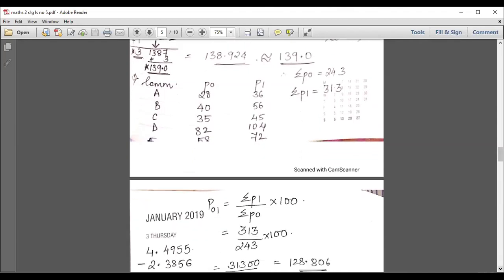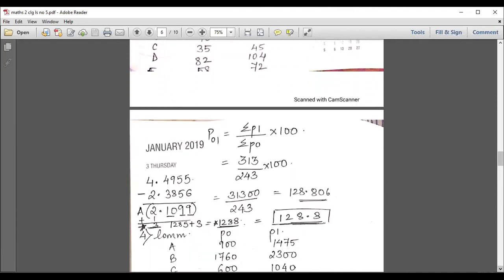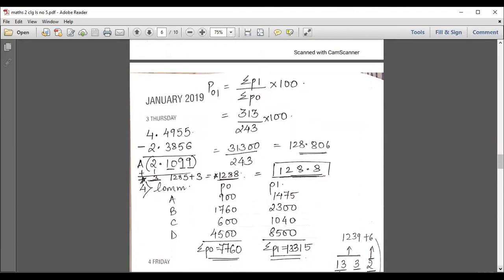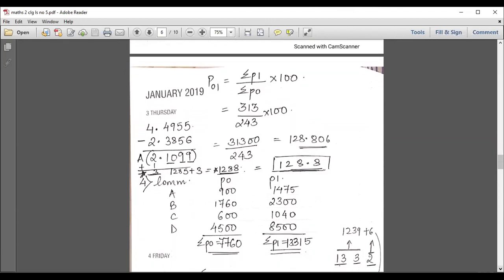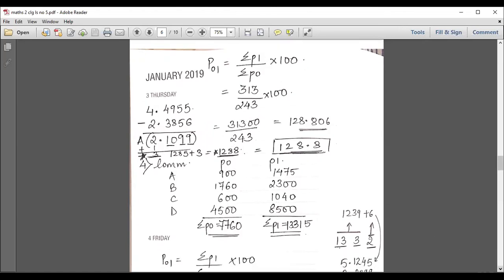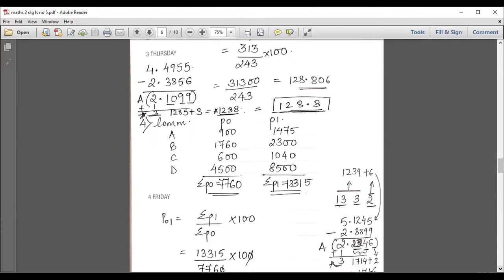We go with the same procedure. Price index number is equal to summation P1 upon summation P0 multiplied by 100. So 313 upon 243 into 100. So I have written 31,300 upon 243. Again, you can see on the left side, I have solved by log. This I'll explain later on. Sum number 4 is again of the same pattern. So I've just solved the first 4 sums.